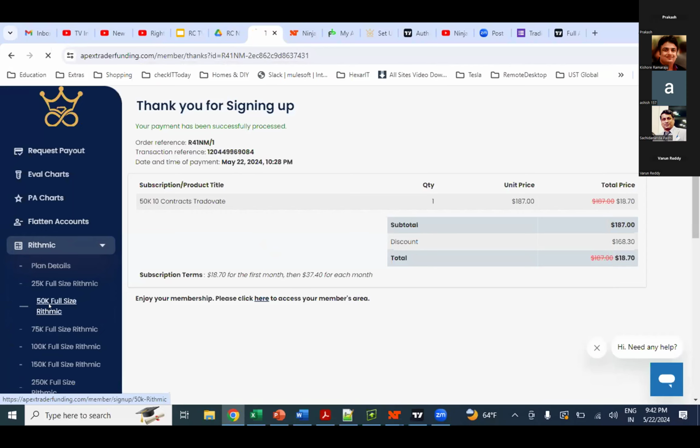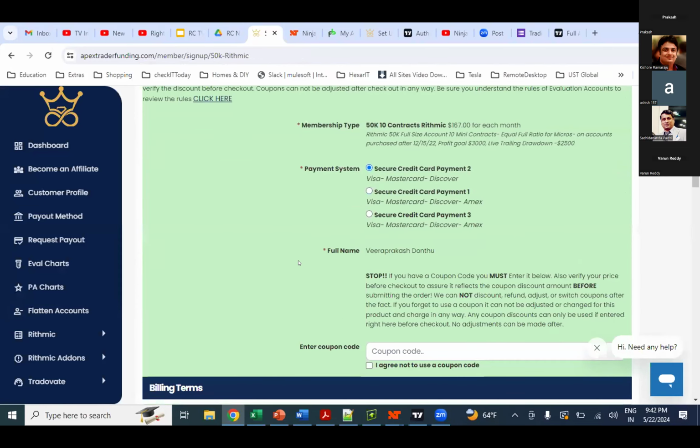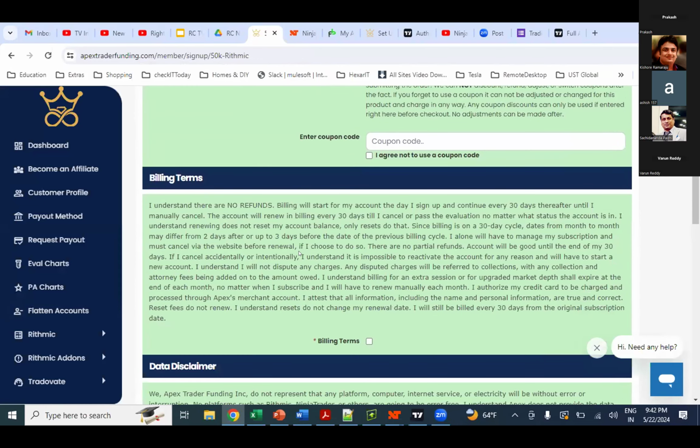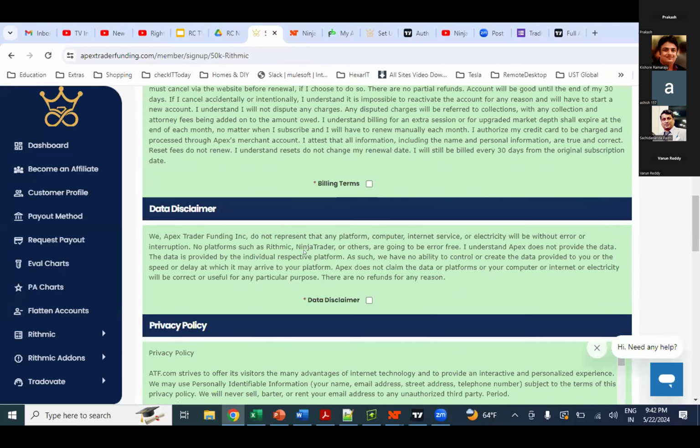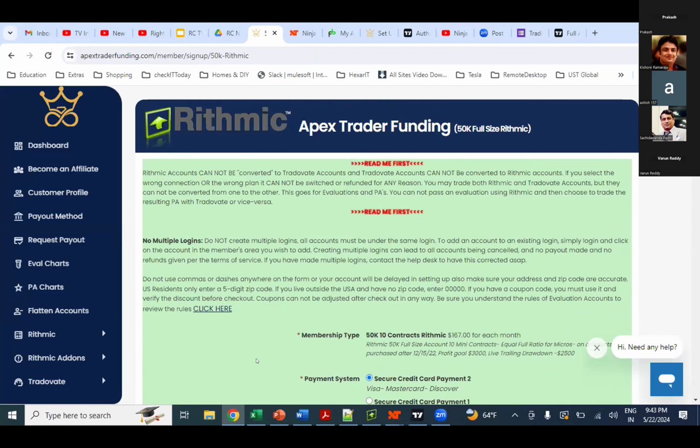Yeah, you can get any number of evaluation accounts. For every evaluation account you complete, you will get a performance account. If you complete 20 evaluations, you will get 20 into 50K. That means $1 million you are trading. So if you make even 100, 200 every day on each 50K account, then you are making 1,000 to 2,000 every day.